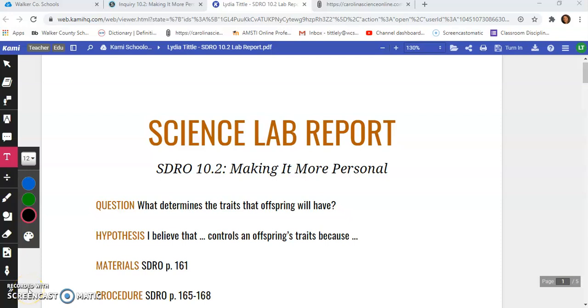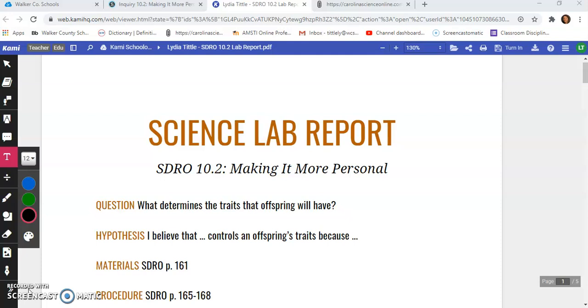In Inquiry 10.2, we're going to look at some of your genetic traits. This lab is called Making It More Personal. The question for this lab is, what determines the traits that offspring will have? What determines the traits that you would have from your parents?